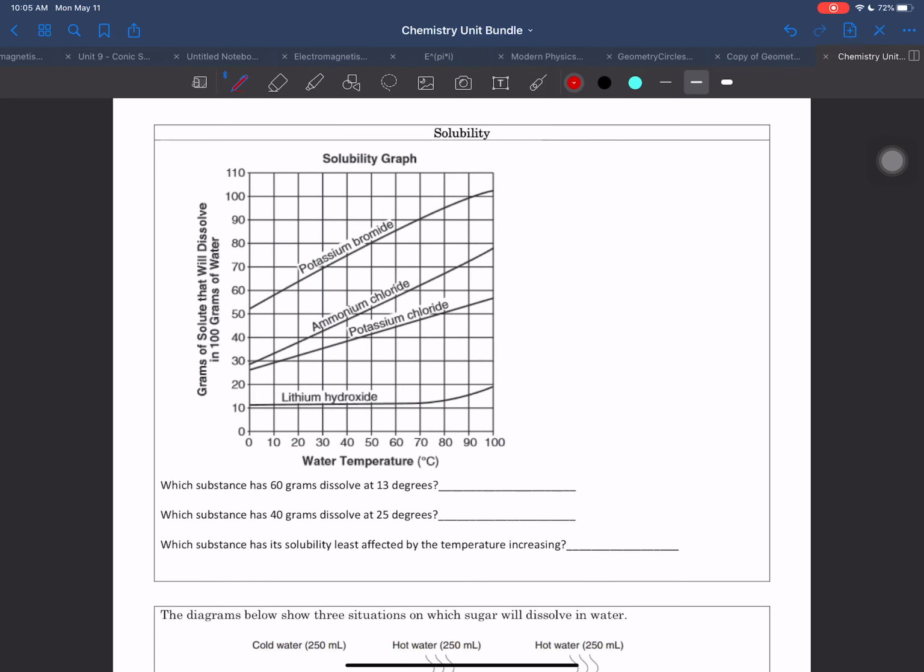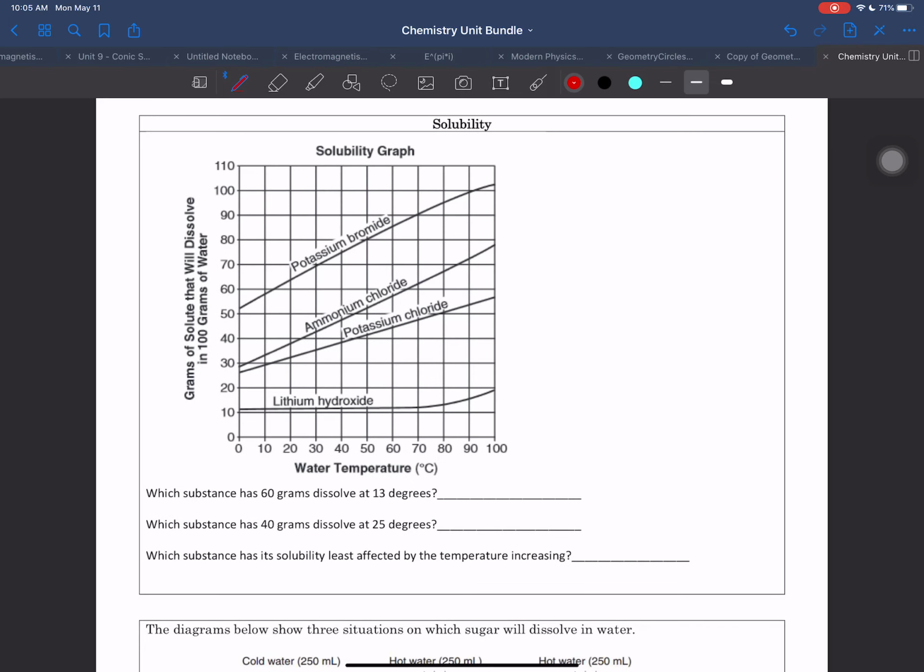which is the rate at which certain substances will dissolve. So we have this chart right here. It's just asking us which substance has 60 grams dissolved at 13 degrees. So let's look at our chart. We have temperature as the x-axis here. We have grams of solute that will dissolve in 100 grams of water, meaning how much of a material will dissolve. Because remember, you can't keep adding sugar to water and expect all the sugar to dissolve if you just keep dumping sugar in there.